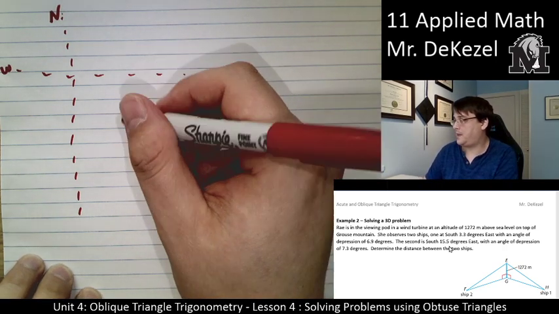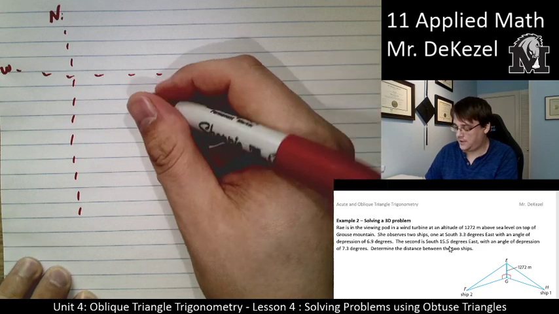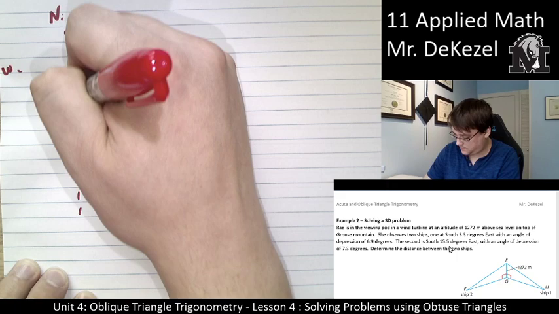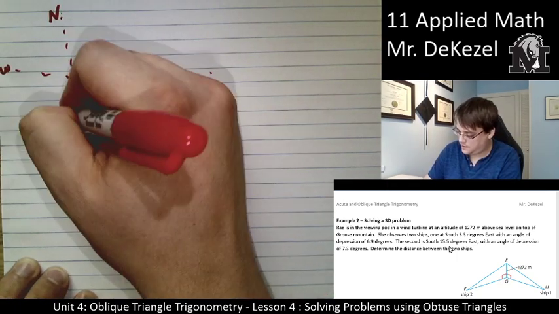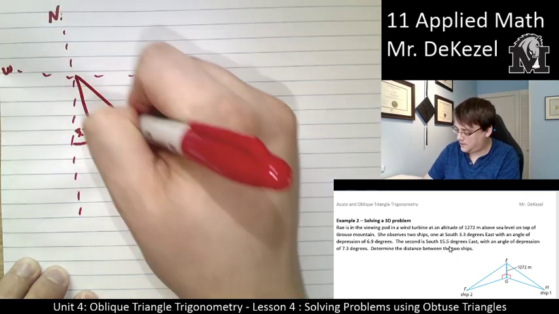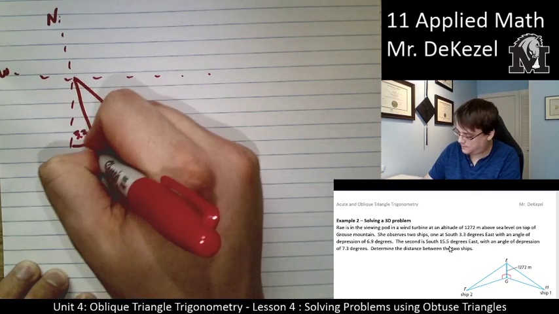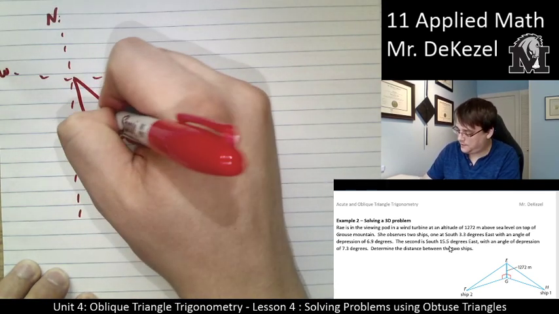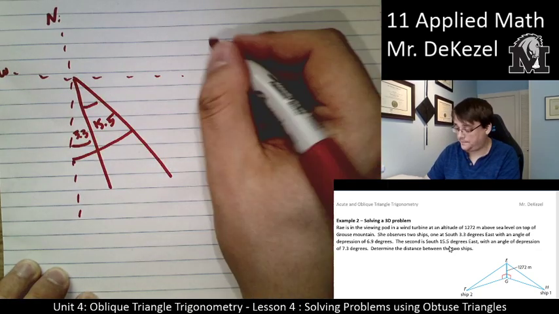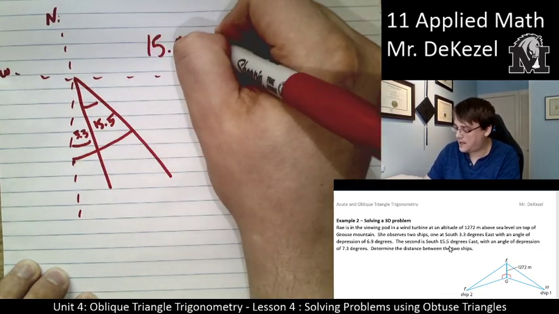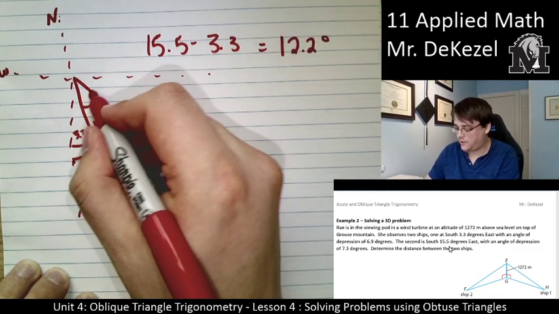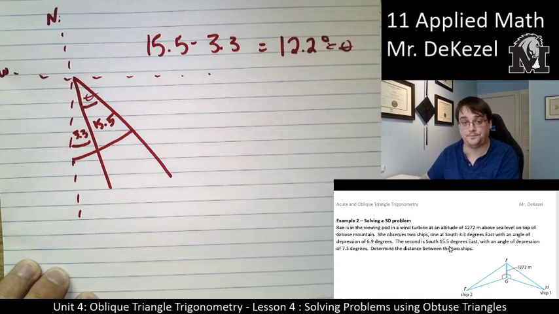The first ship is south 3.3 degrees east. So south and then 3.3 degrees east. So we have a line to our first ship. This angle is 3.3. And then a line to our second ship with this angle, she said, was 15.5 degrees. So I can find this interior angle by subtracting them. 15.5 subtract 3.3 will give us 12.2 degrees for our angle that we need.